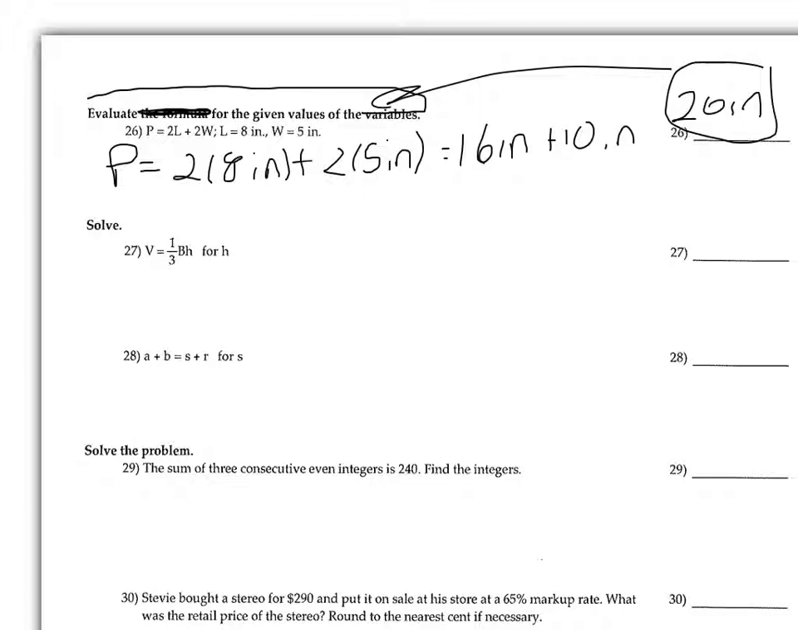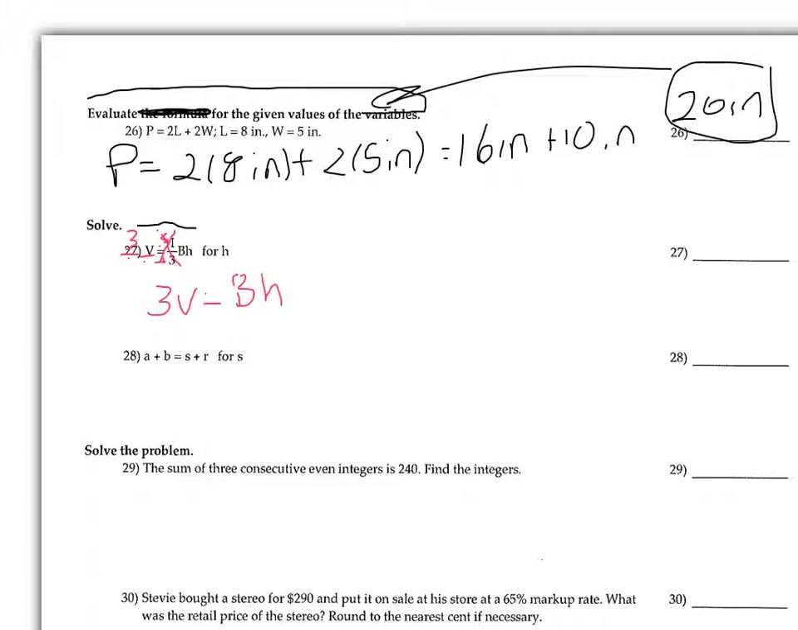Okay, so let's look at this next one here. We're going to be solving some equations for variables. So we're solving V equals 1/3 BH for H. So the first thing I want to do is get rid of that 1/3. To get rid of the 1/3, we can multiply by the reciprocal, 3 over 1. And 3 times V, because V is V over 1, we get 3V equals over here. The 3's cancel, the 1's cancel, and we get BH.